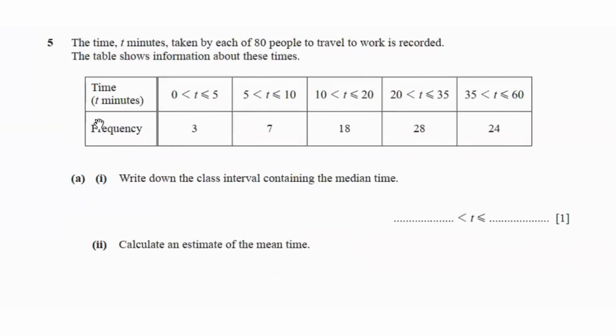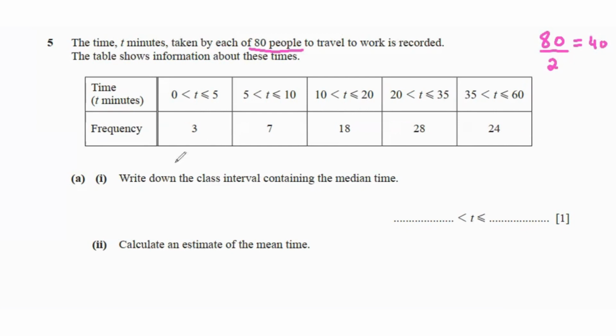Question 5 says the time T taken by each of 80 people to travel to work is recorded. The table shows information about these times. Write down the class interval containing the median time. So for the median time, we first divide the total frequency by 2. So 80 divided by 2 is 40.